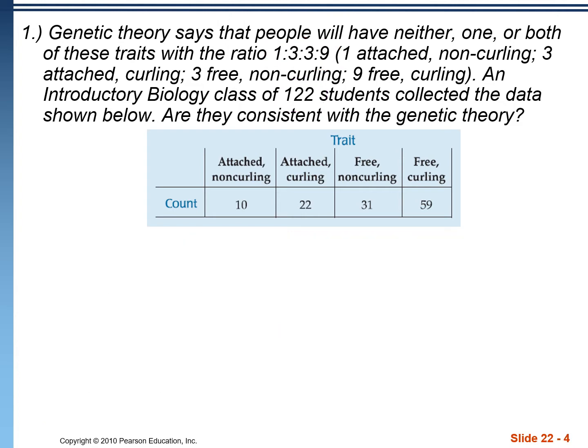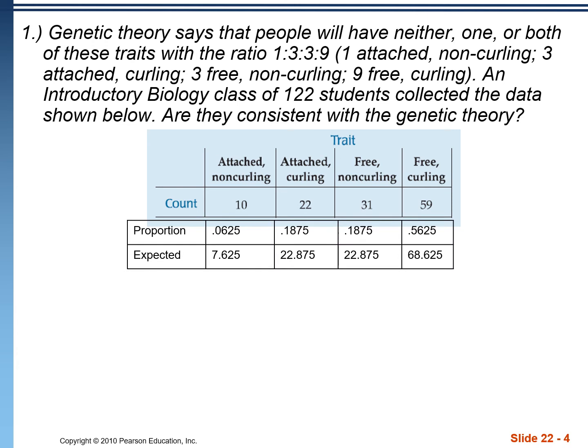So let me start by putting this information in a table. So we have a proportion row, and that's telling us what those fractions were. So for example, this is 1 out of 16. These two were both 3 out of 16, and then 9 out of 16 at the end there. Expected is just all of those proportions times 122.